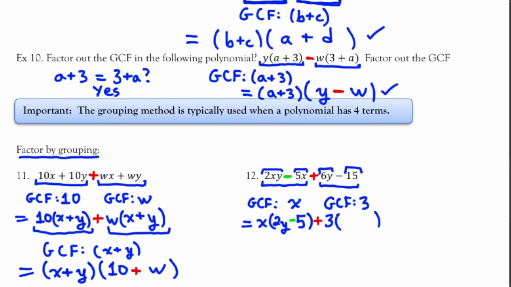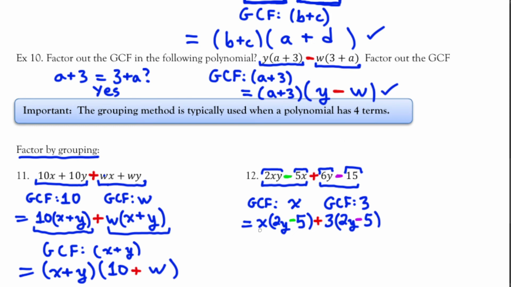Now these last 2 terms have a greatest common factor of 3. Write the greatest common factor, then make some parentheses. Take 3 out of each term. When I take 3 out of 6y, I get 2y. When I take 3 out of 15, I get 5. What do I put between them? Well, any piece of the expression I didn't use, I should keep it in the next step.